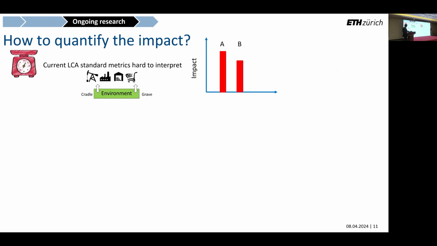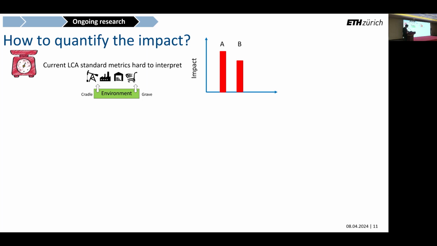Let's say we have two chemical routes to produce one particular chemical, A and B, and then we use an LCA metric to compare these technologies. We can conclude here, for example, that B is better than A, but the standard metric will not tell you if these technologies are truly sustainable in absolute terms, because it could happen that both are sustainable or none of them or only one of them. So this is just a relative comparison, but it is not really giving you the insight of whether these technologies are sustainable when you deploy them at a scale globally.